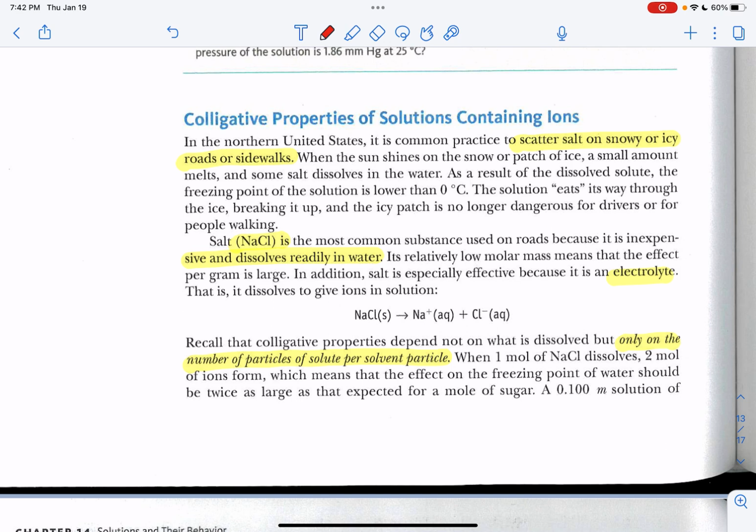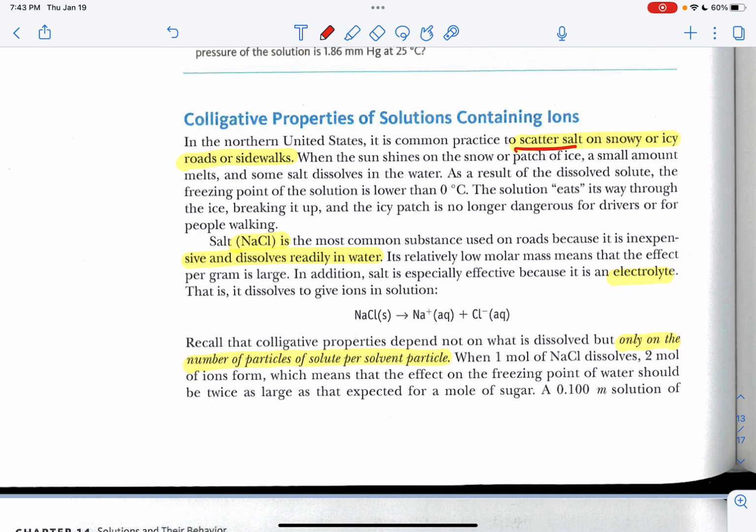We do that all the time, especially in the wintertime. We like to put salt on snow or icy roads and sidewalks. And as the sun shines on the snow, that salt begins to work its way in the melted water and then begins to work its way down through the snow. And in the process, what happens is it interferes with the freezing process. Remember, adding solutes to a solvent depresses the freezing point. It interferes with the ability to crystallize or become a solid.